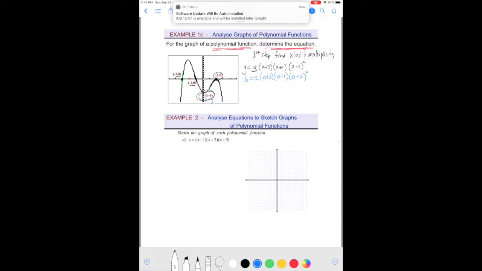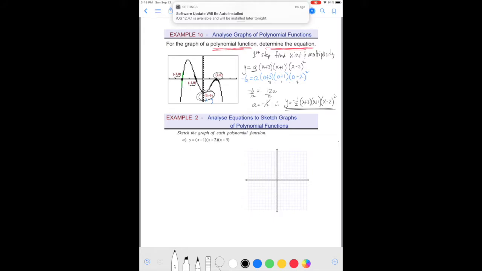All right, now we're just going to do some arithmetic. We know that this is 4, and that's 1, that's 3, and they're all multiplying. So that's 12a equals negative 6. Divide by 12, divide by 12. So a is negative 1/2. Therefore, we have our equation: y equals negative 1/2, times (x plus 3)(x plus 1)(x minus 2) squared. So there's our answer.